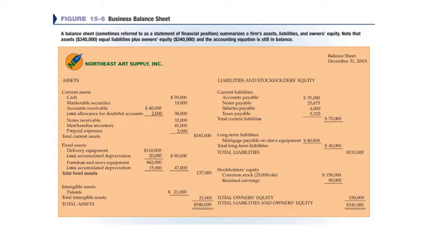The original investment by the owners of Northeast Art Supply was $150,000. In addition, $80,000 of Northeast's earnings have been reinvested in the business since it was founded. Thus, owner's equity totals $230,000. As the two grand totals in Figure 15.6 show, Northeast's assets and the sum of its liabilities and owner's equity are equal at $340,000.